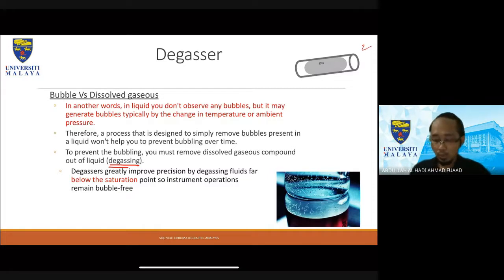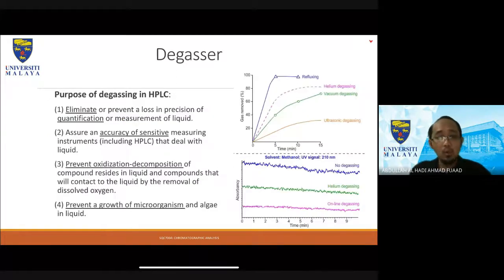Okay, so simple basic principle: HPLC system does not like bubbles, so you want to remove it. So these are some of the general reasons why you need to remove bubbles or dissolved gases. Yes, the system still works, but if you actually remove it, then number one, you will be able to prevent loss of precision when you are doing quantification or purification.